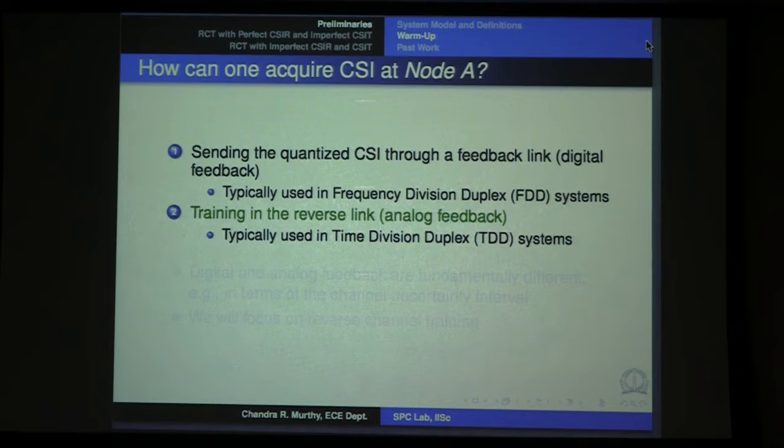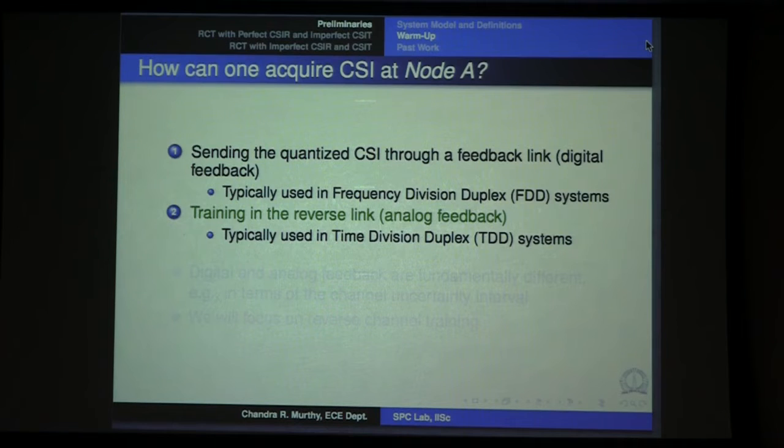One is through quantized channel state information feedback. This was also the topic of my PhD thesis. So obviously I didn't want to do that when I started working at IISc. So the other alternative is to feed back the channel state using training in the reverse link. So that is what you would call an analog feedback.